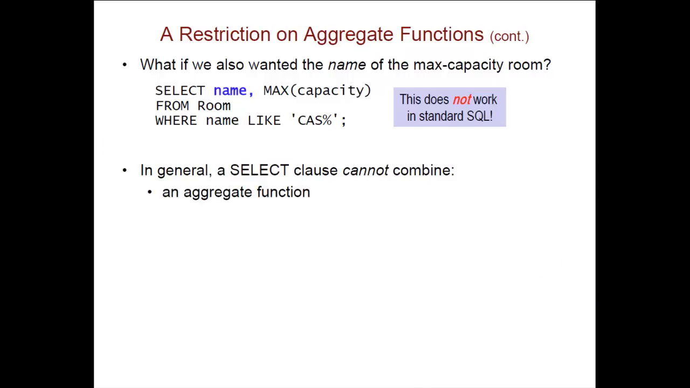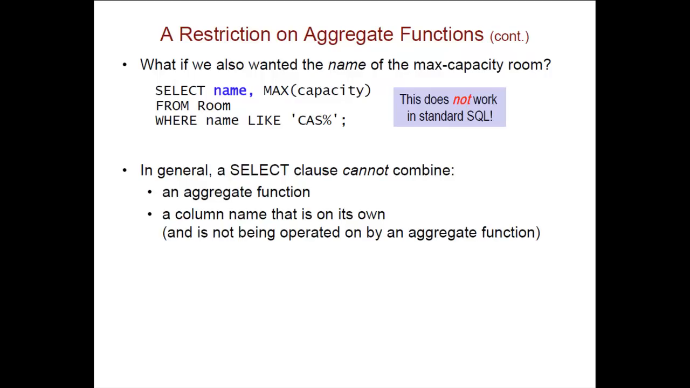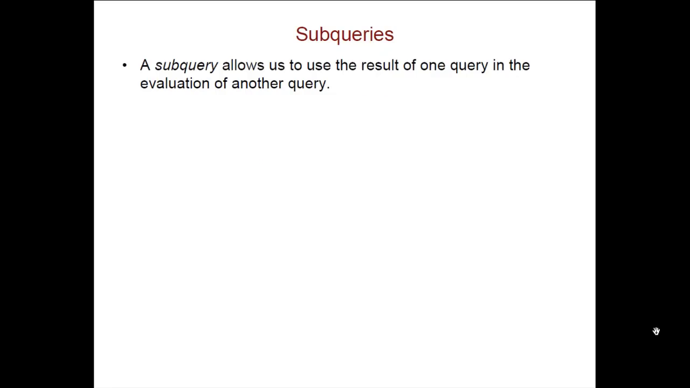In general, a select clause cannot combine an aggregate function with a column name that is on its own outside of any aggregate function. So here we have a column name by itself, here we have an aggregate function. Those two things cannot ordinarily go together, although we will be seeing an important exception to this rule soon. So to solve this problem, we're going to use a subquery in which we nest one query, one select command, in the context of another one.